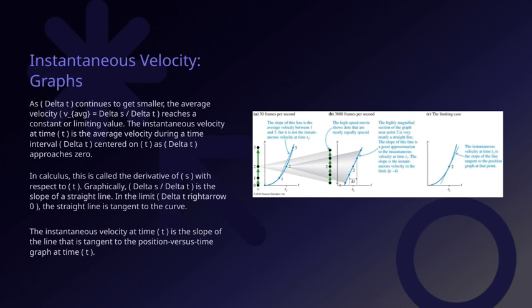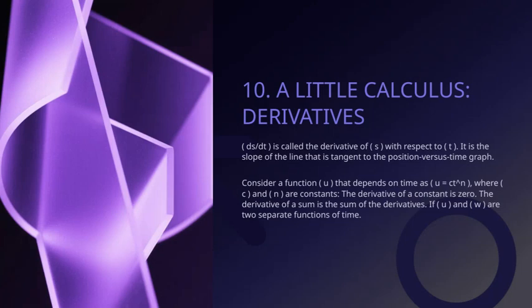directly to physical movement. Let's consider a function u that depends on time, specifically u equals c times t raised to the power n, where c and n are constants. Now, an important point here is that the derivative of a constant is 0. For example, if c is just a constant multiplier, its derivative disappears. Similarly, the derivative of a sum is simply the sum of the derivatives, which makes calculations more straightforward.